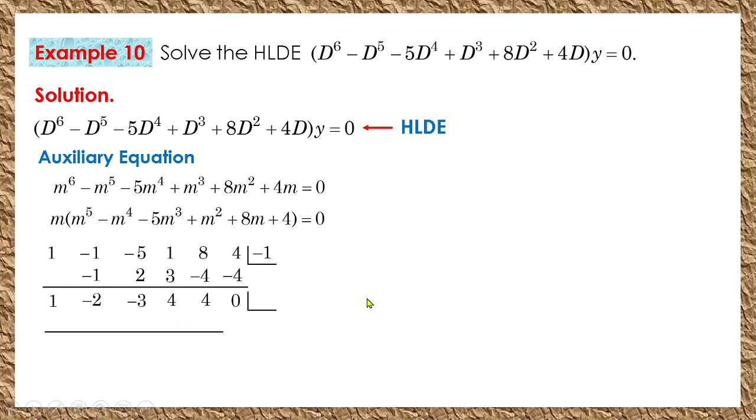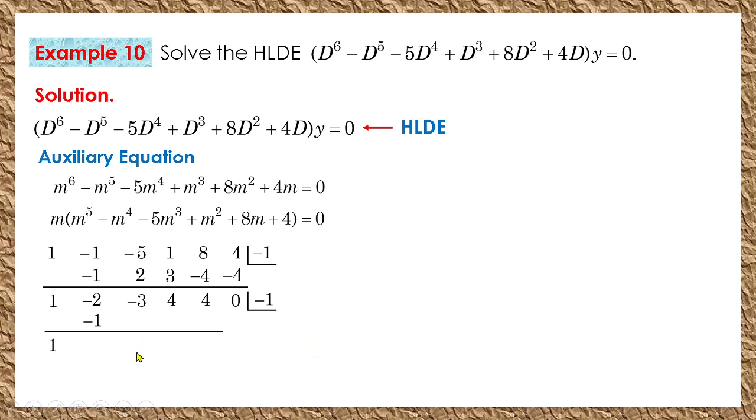Let's try another one. Can negative 1 still be used? Actually, yes. Try it here. This means m squared minus 2m, that is, m to the 4th minus 2m cubed minus 3m squared plus 3m plus 4. Substitute negative 1 for m here. You get 0 again. If that is the case, negative 1 is another root.